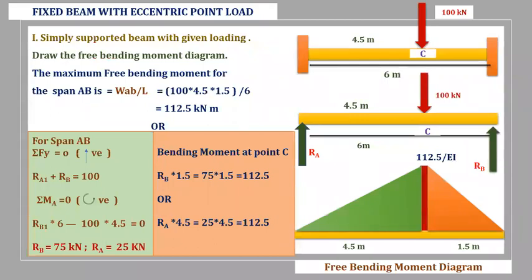So first I will consider part 1, which consists of only the 100 kilonewtons. The maximum ordinate is WAB by L, that is 112.5. If you have any confusion, or if it is a two-point load, then we go to the standard procedure, that is sigma Fy. At point C, I calculate from the left side, RA into 4.5, and from the right, RB into 1.5. Both sides give the same value. Calculate the equation A1 plus A2.